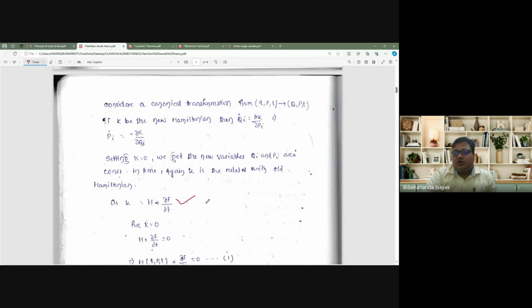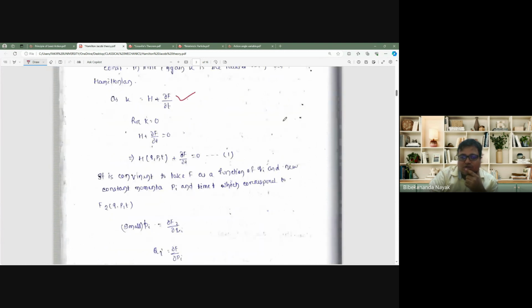Let's say K is equal to 0, that is, we consider that the new Hamiltonian is 0. Then what happens if K is equal to 0? Then our old Hamiltonian is equal to minus del F by del t, where F is your generating function, or H plus del F by del t is equal to 0. For simplicity, let's take F2. Why F2? Because F2 is commonly used. F2 is a function of small q and capital P.